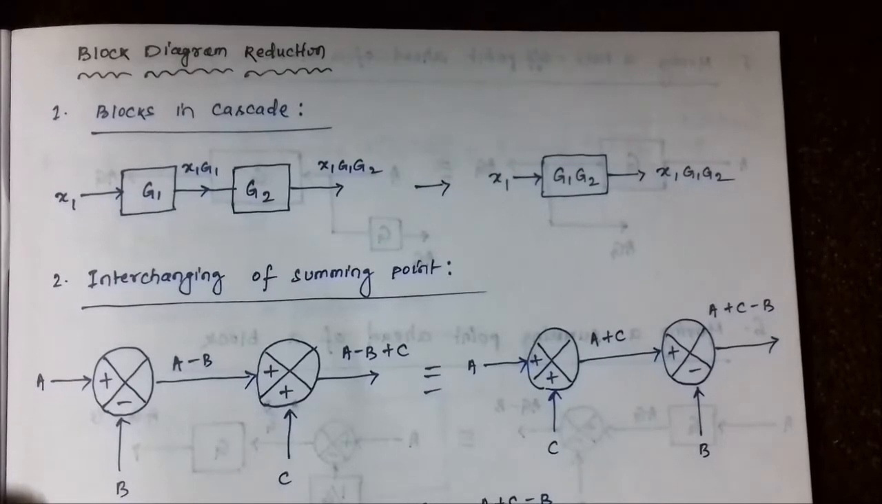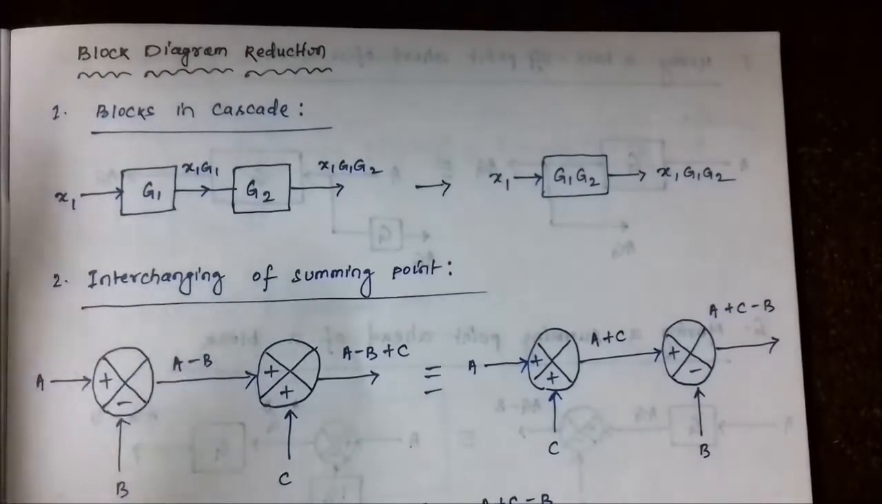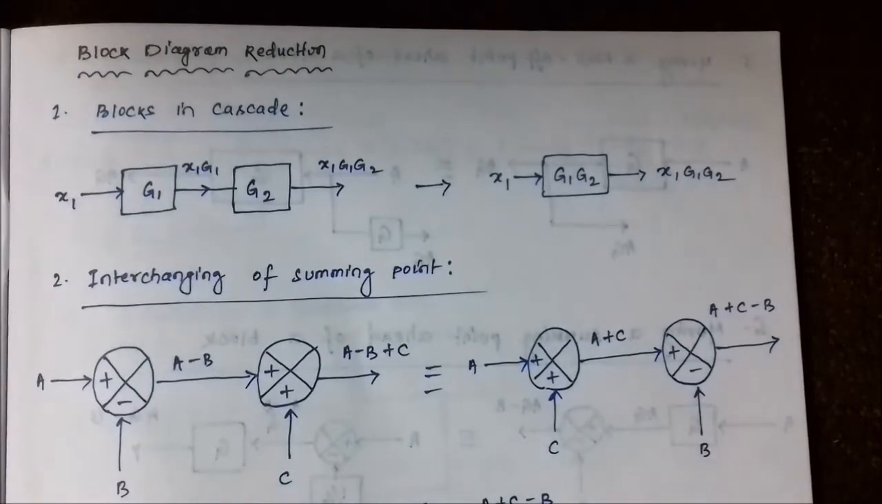Okay, so there are a set of rules which we are going to follow to simplify a complex control system, that is, to convert a complex closed loop control system into a simple open loop control system. So we are going to discuss those rules one by one.